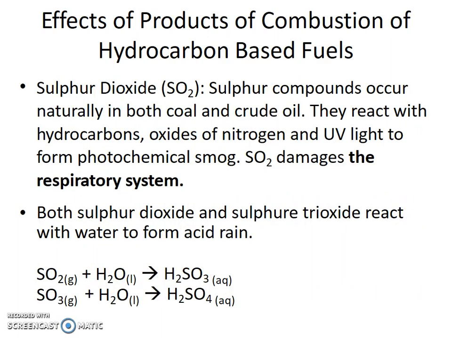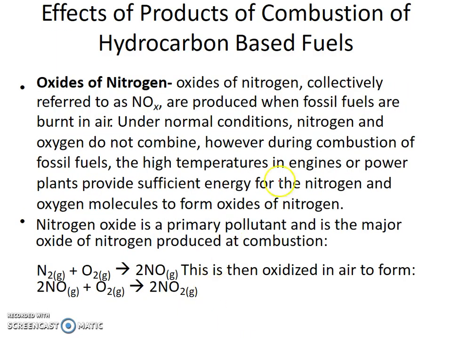Sulfur dioxide, we know that it's also a component of coal and crude oil. We should know the difference between coal and crude oil. Crude oil is the fossil fuel that forms in the sea, as a liquid, whereas coal is formed on land. Sulfur dioxide can damage your respiratory system. You can get two types of acid if it was to form acid rain, H2SO3 and H2SO4, and that can be very detrimental.